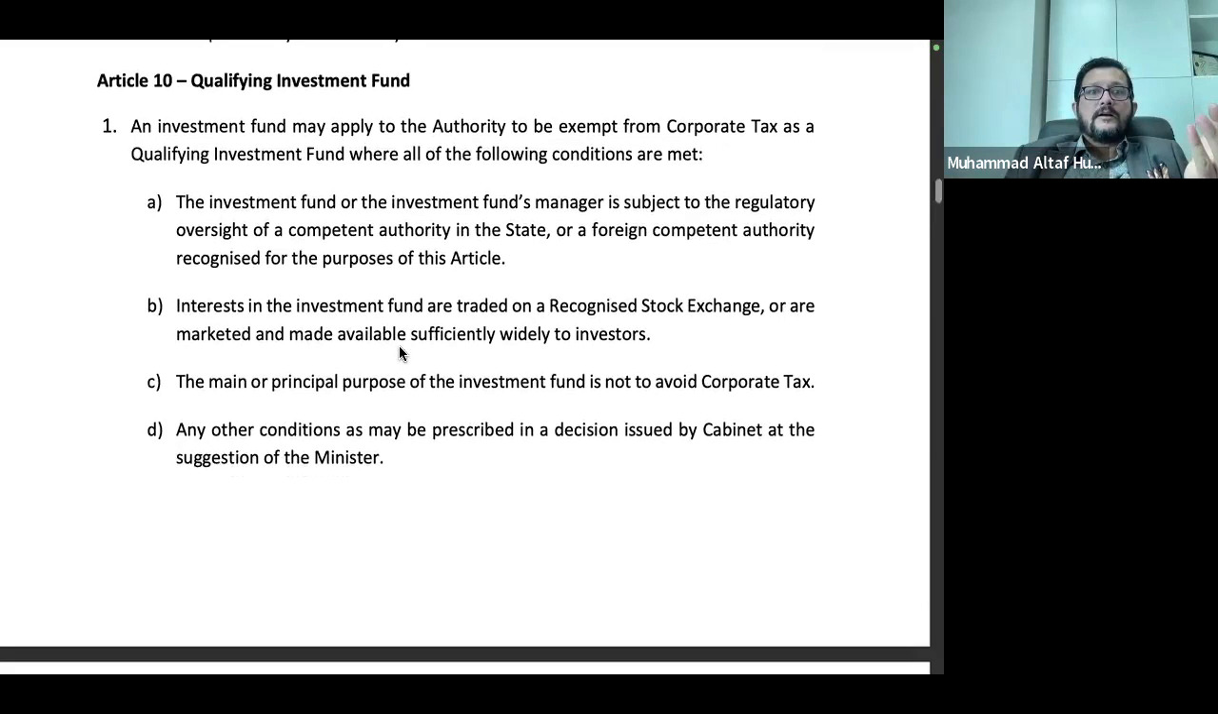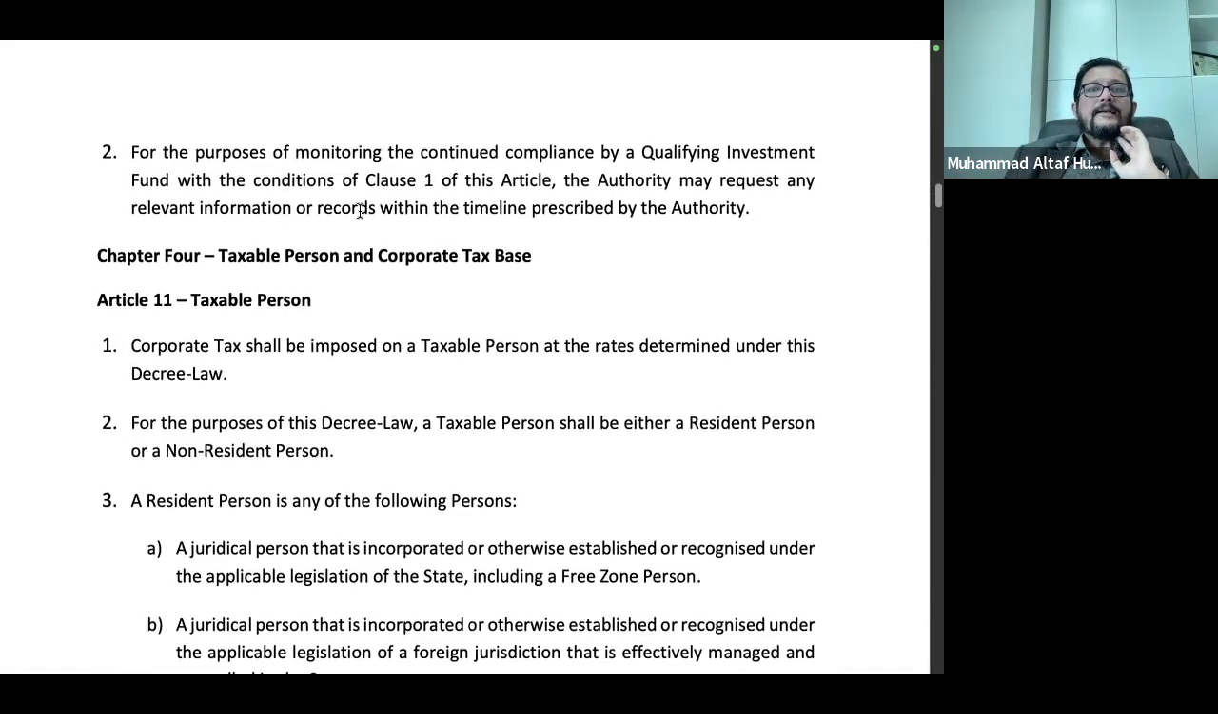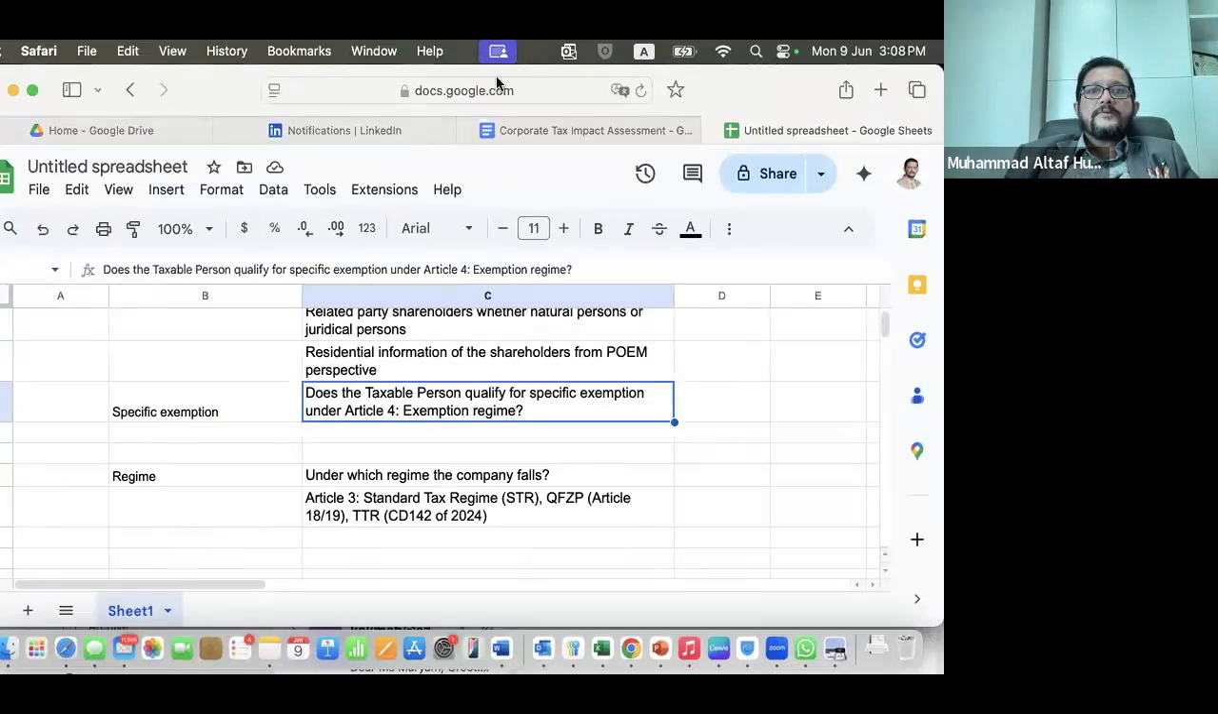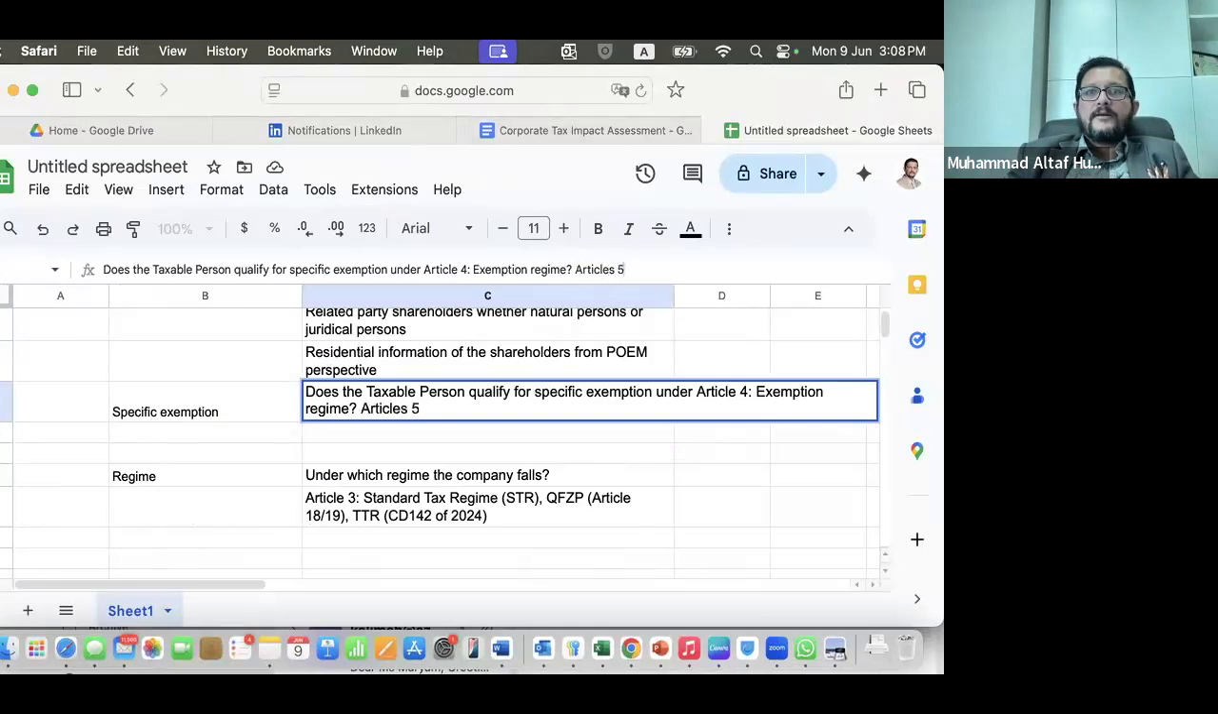The juridical person. So then until 10, basically, the exemption regime stops. There are certain more things that we will see later, but that I will write here. So exemption regime. I'm just going to mention here: Articles 5 to 10 detail the exemption provided in Article 4, right?